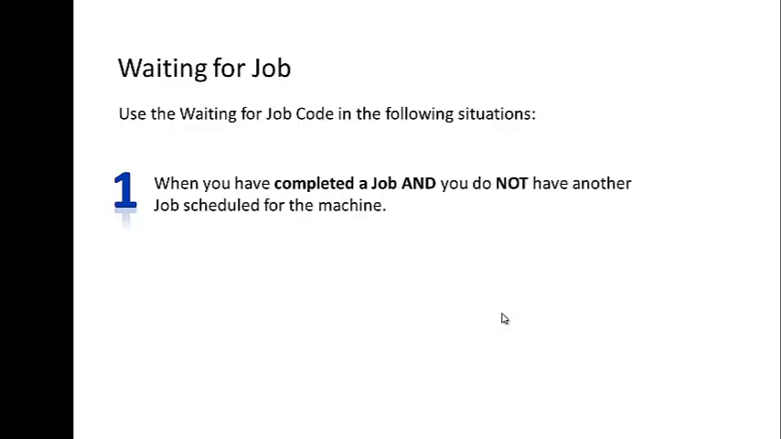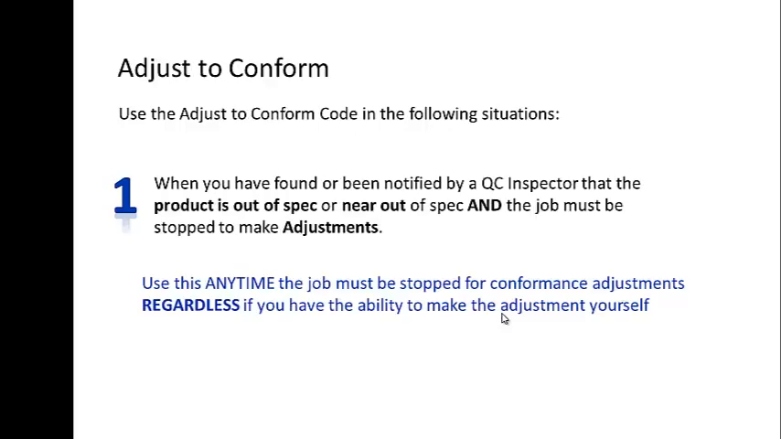Waiting for job would be you've completed a job and you do not have another job scheduled for that machine. So it's important to differentiate waiting for operator versus waiting for job. Waiting for operator means there is a job, but you're done with your shift and the next operator would not need to come in and start that. Waiting for job means you're done with this job and you don't yet have another job to put on that machine.